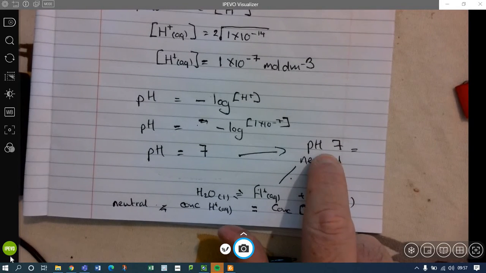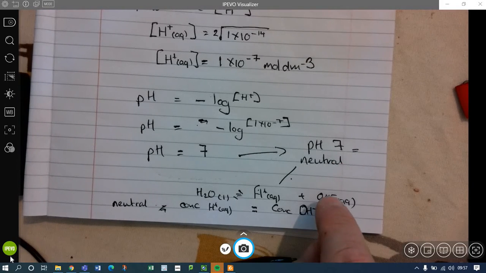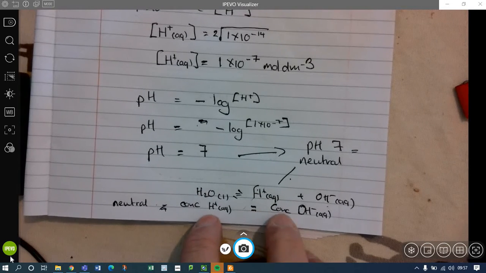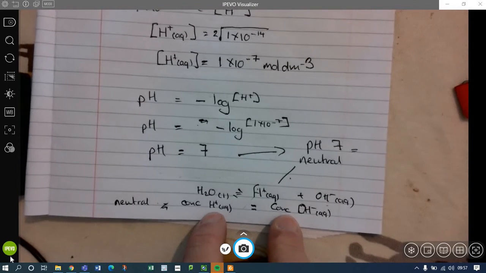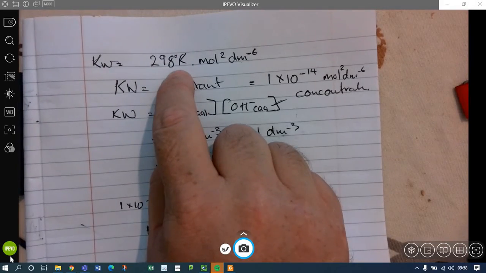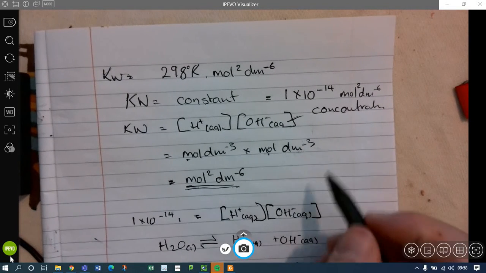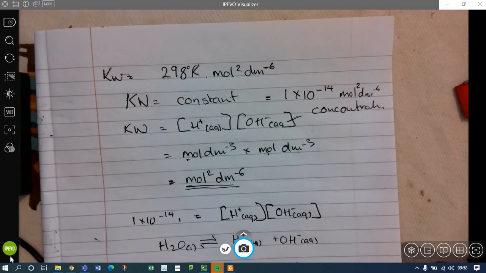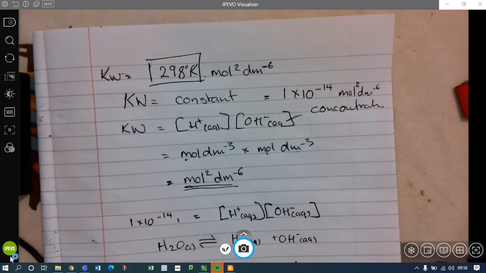That value 7 is great, but there are issues with this. What we need to do is step past that as A-level students and go, actually now, we know that a solution is neutral when it has an equal concentration of H plus and OH minus ions. The reason for that is this value, 1 times 10 to the minus 14 moles squared per decimeter to the minus 6, is based on the dissociation at 298 K.